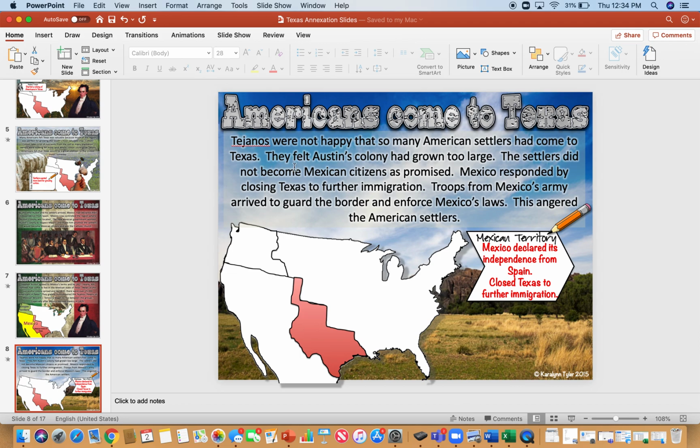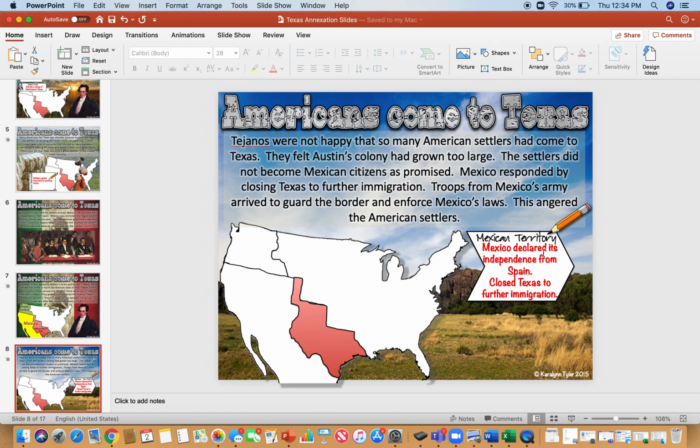So Tejanos were not happy that so many American settlers had come to Texas. They felt that Austin's colony had grown too large. And the settlers didn't fulfill that promise by becoming Mexican citizens. So Mexico responded by closing Texas to further immigration. They didn't allow anyone else to come in. Troops from Mexico's army arrived to guard the border and enforce Mexico's laws. So they put troops at the border to make sure nobody else would come in. So this got American settlers angry, right? Because no more American settlers could come in.